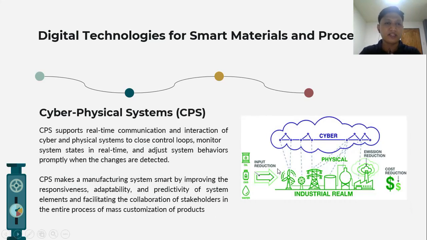Second technology for applying the digital technology is the cyber physical systems or CPS. CPS supports real-time communication and interaction of cyber and physical systems to close control loops, monitor system states in real time, and adjust system behaviors promptly when the changes are detected. CPS makes manufacturing systems smart by improving the responsiveness, adaptability, and predictivity of system elements and facilitating the collaboration of stakeholders in the entire process of mass customization of products.